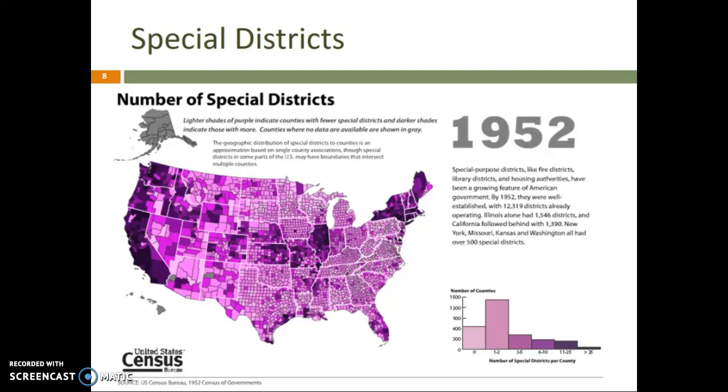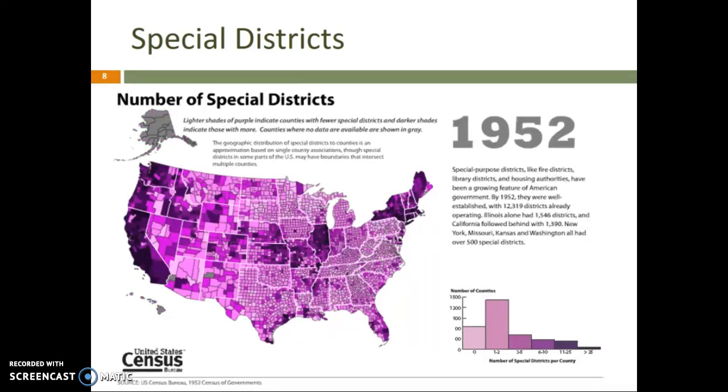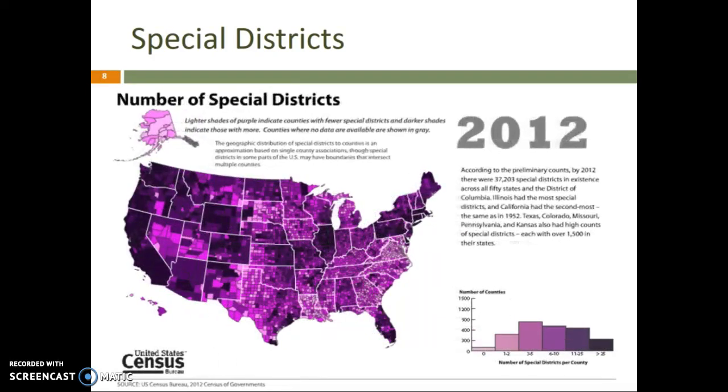Let's advance to 2012, which is the last time this graph was updated. You can see that the number of special districts has really increased in very staggering amounts. Let me do that again, going back to 1952 all the way to 2012. So increasingly, local governments are making use of these very specialized districts to manage specific functions and also the revenue and expenditure streams in a very specific way.